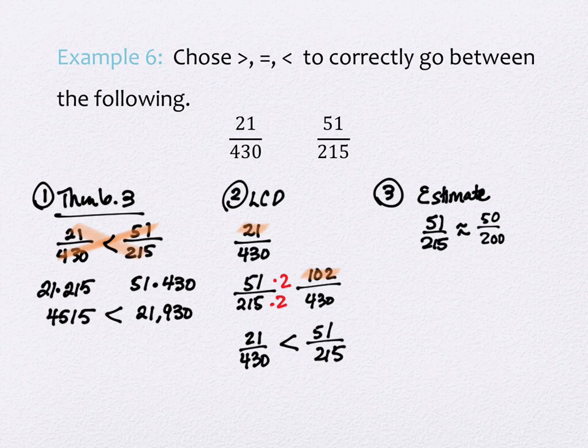What is 50 over 200? It's 1/4. Think about having $2. How many 50 cents are there in $2? Well, there's 4. There's 2 sets of 50 cents in $1, and you have them in 4. This is 1/4. So it's about 1/4. But what about the other one, which is 21 over 430? Again, it's approximately 20 over 400.